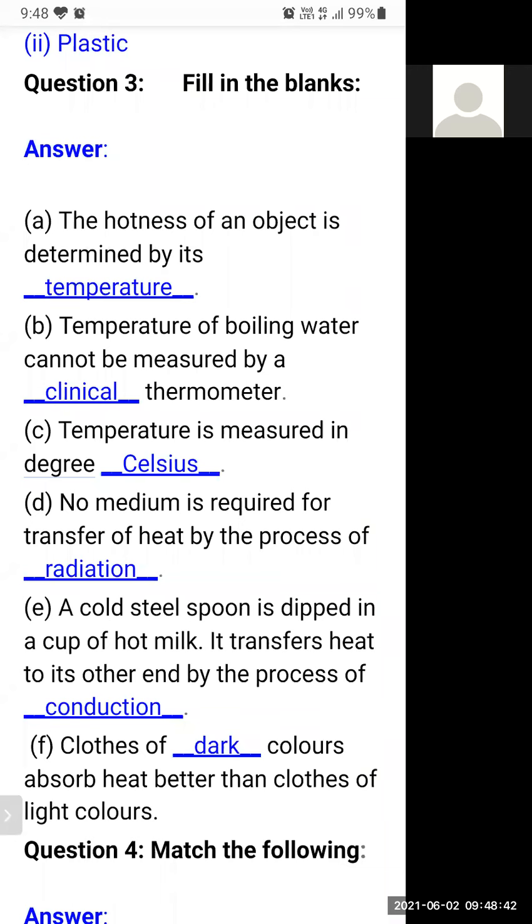Yes, cold steel spoon. Or you can take an example that you are having a hot cup of tea, and you put a steel spoon inside. After some time, the other end of the steel spoon becomes hot. And if you put the steel spoon in a cup of hot milk, the other end also gets hot. By which method is the heat transferred? In solid. Steel is a solid, and in solids, in metals, heat is transferred by the method of conduction.